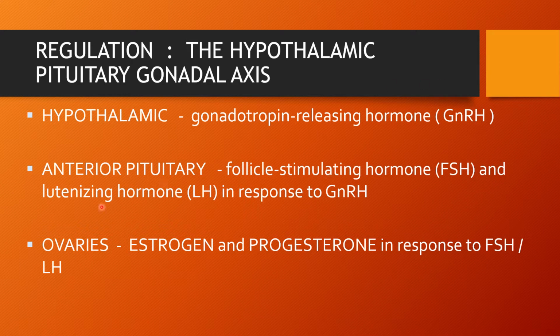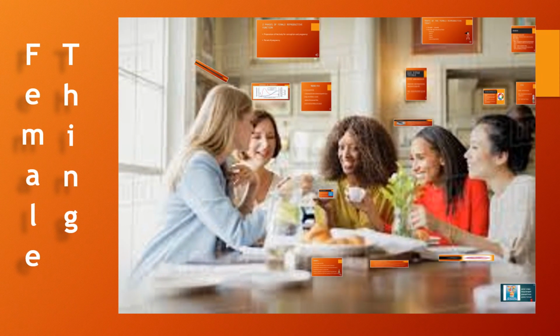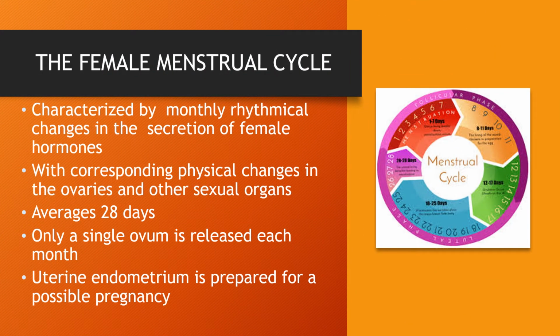And then the end organ would be the ovaries, wherein estrogen and progesterone are produced in response to FSH and LH. And this is the female menstrual cycle. The female menstrual cycle is characterized by monthly rhythmical changes in the secretion of the female hormones. It averages around 28 days, and only a single ovum is released each month.